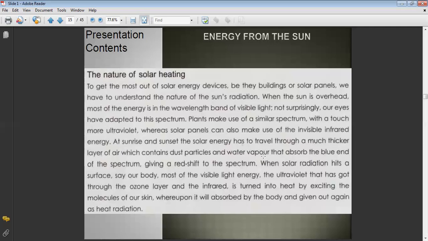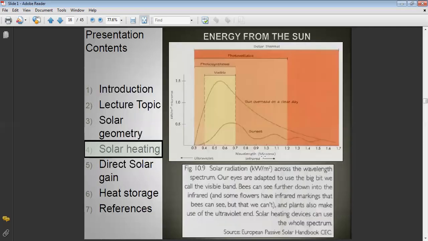the ultraviolet that has got through the ozone layer, and the infrared is turned into heat by exciting the molecules of our skin, whereupon it will be absorbed by the body and given out again as heat radiation. So over here you can have a look at the solar thermal against the kilowatt per square meters of the wavelength in micron form.